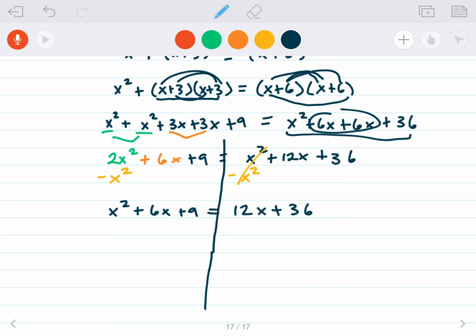So remember, when we do that, we want one side to equal 0. So that's what the strategy here is. I'm trying to make one side equal 0. So I want to go ahead and subtract over this 12x first, and then I want to subtract over the 36 to give me 0 on the right side. So what I have is x squared, 6 minus 12 is giving us a negative 6x, and then 9 minus 36 is giving us a negative 27.